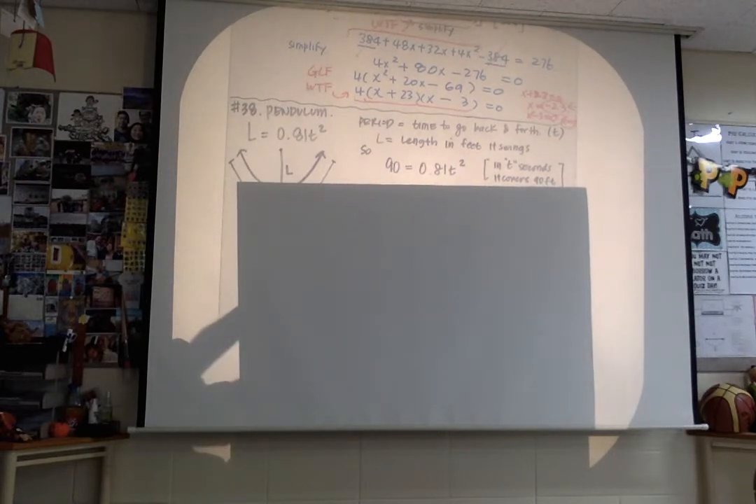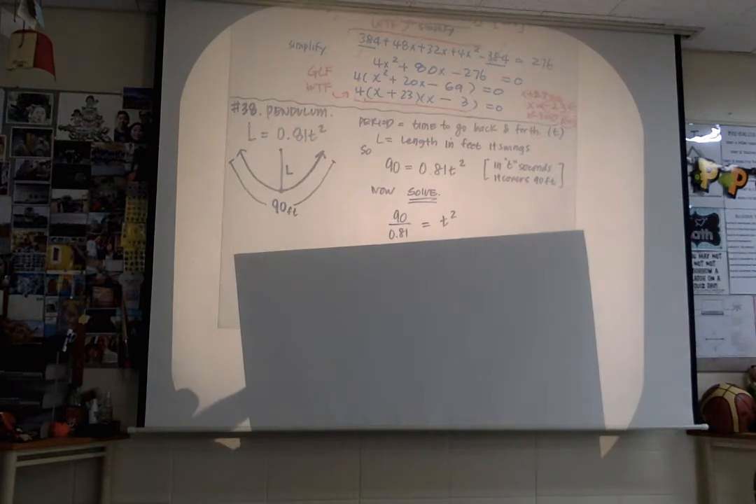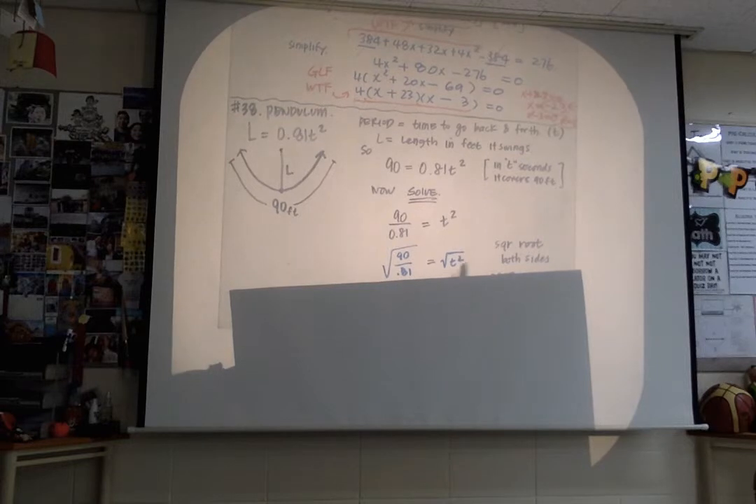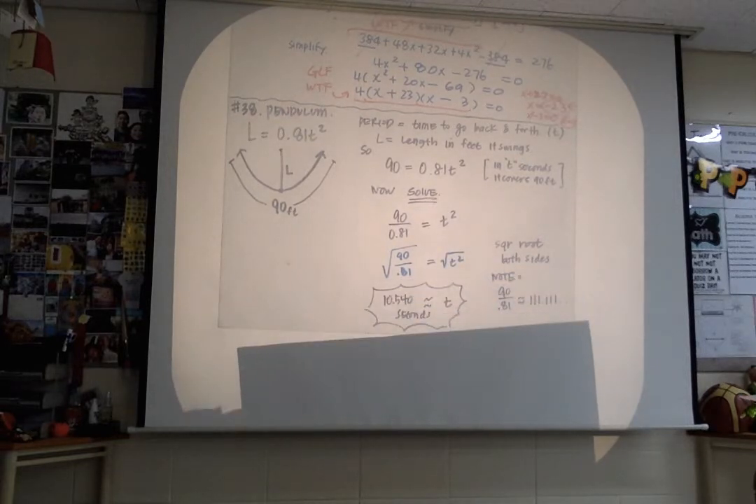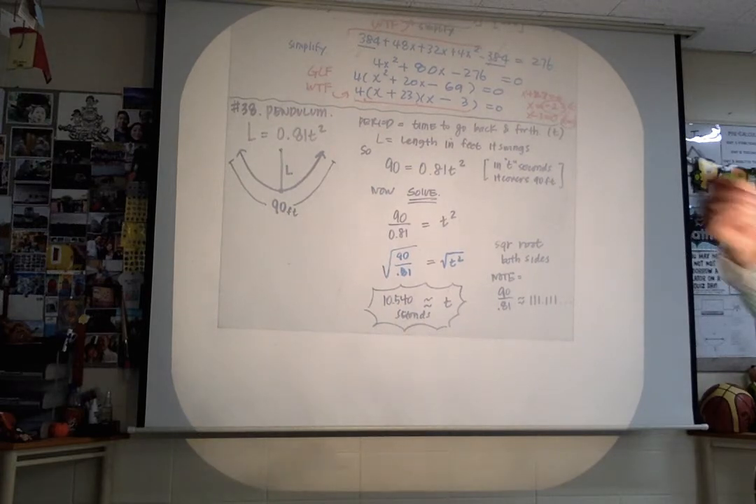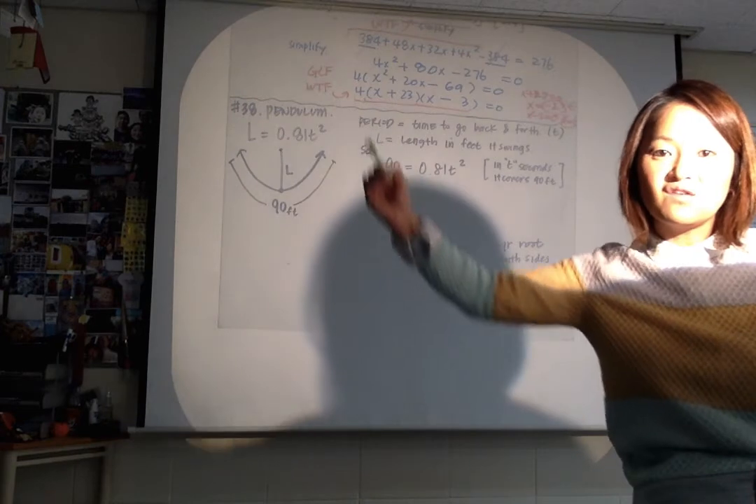So what do we do? We divide both sides by 0.81, okay? And we have to square root both sides because we have to unsquare that. If you don't know that, it's okay, we'll go over it again. So I square root both sides. The square root of T squared, T times T, is going to be T. So I get this answer here. That means it takes 10.540 seconds for the pendulum to go 90 feet back and forth.